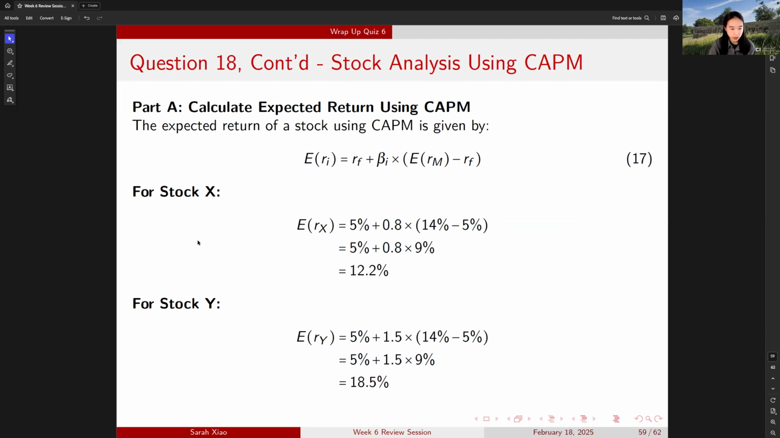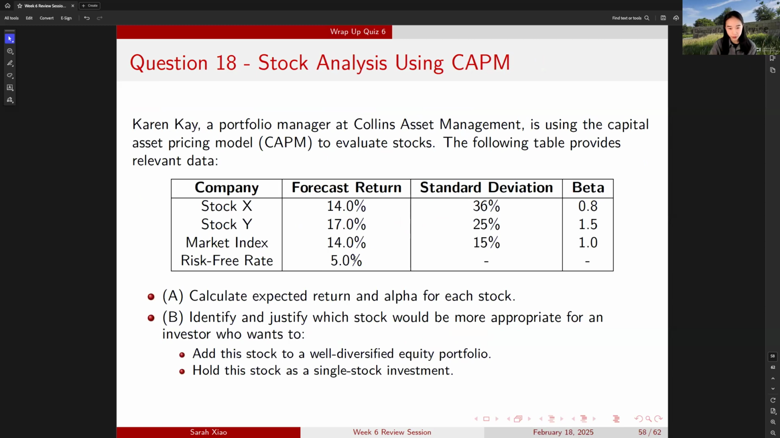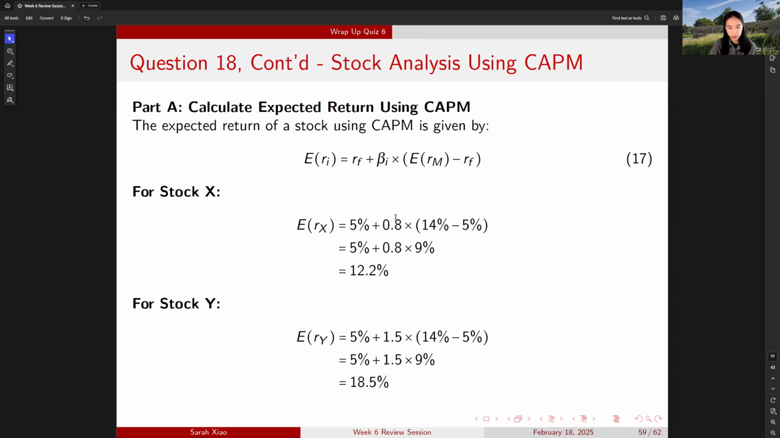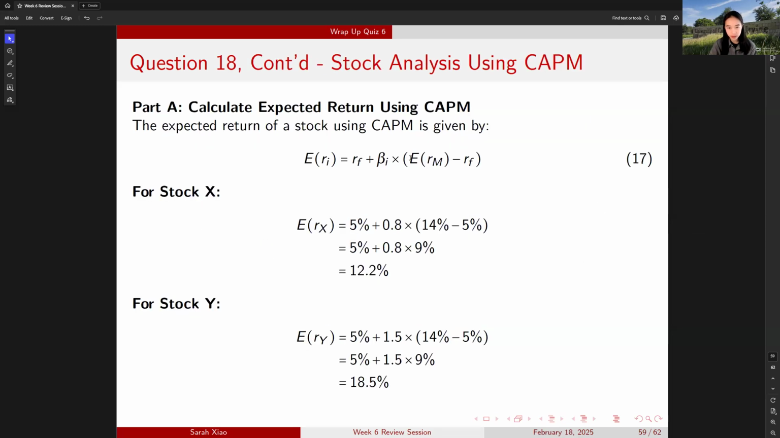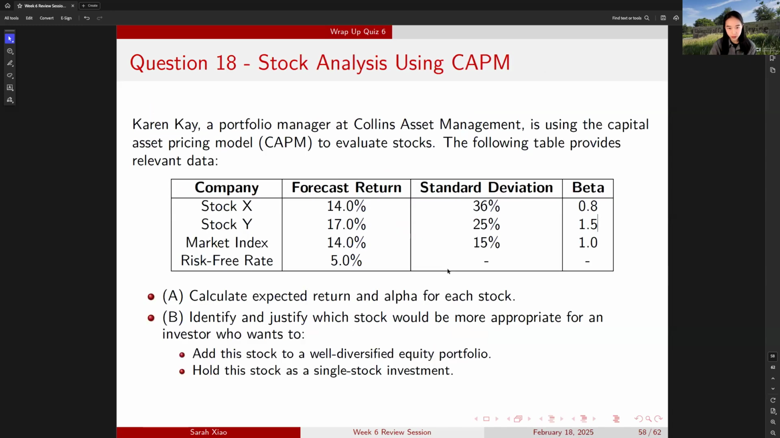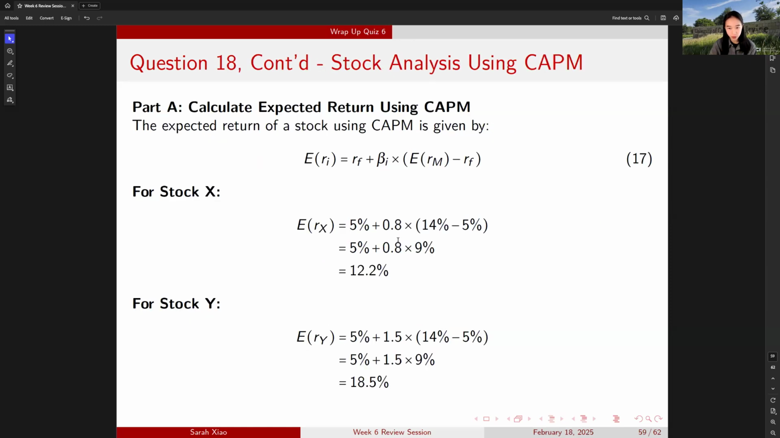For stock X, we know the risk-free rate is 5%. The beta for stock X is 0.8. And the market risk premium, we use the forecast return 14% minus the risk-free rate 5%. So we can calculate the return for stock X is 12.2%. And similar thing for stock Y, the expected return is 18.5%.